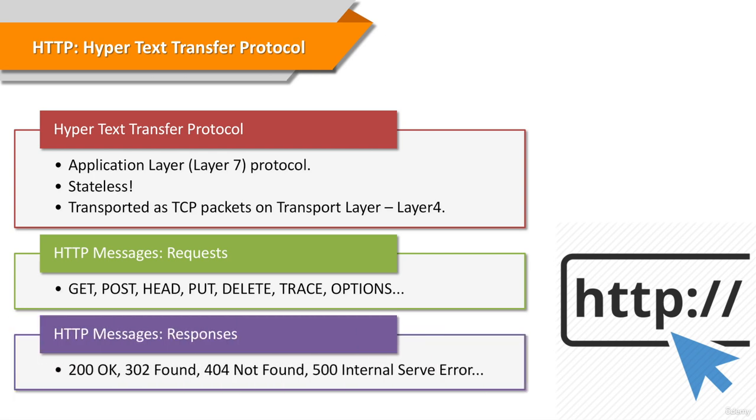Now, the server, which provides resources such as HTML files and other content, returns a response message to the client. The response contains completion status information about the request and may also contain requested content in its message body. So every response has a 3-digit response status code, such as 200 OK, 302 found, etc.